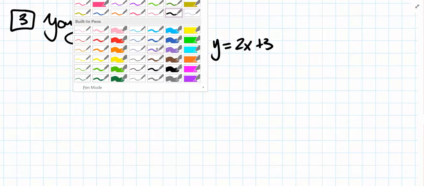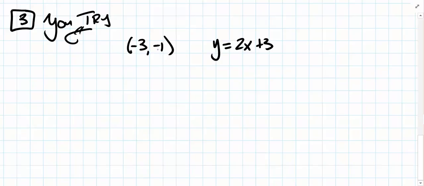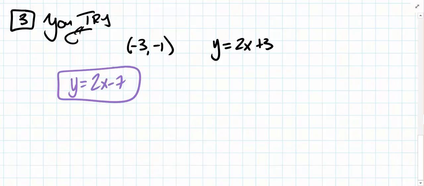Okay, Will, what'd you get, dude? I got y equals 2x minus 7. You got 2x minus 7. Do we agree with that? No. Okay, what else did you guys come up with? 2x plus 5. Okay, well, you know what? Let's check them both. So keep this in mind for me here, okay?